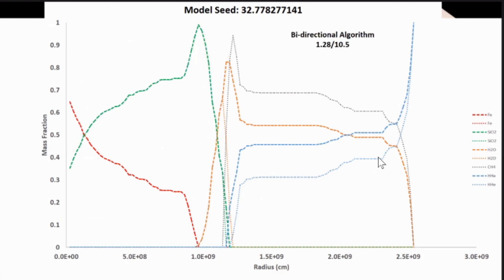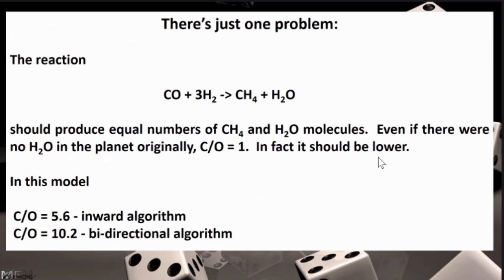Except, oh, okay, this is another example. Except that there's a problem. If I really believe this mechanism, then the number of carbon atoms and the number of oxygen atoms need to be equal, because the way I get water is just by breaking up CO. So each CO that breaks up will give me a water and a methane. And in this particular case, the C to O ratio is 5.6. So you've got to be careful. And with the bidirectional algorithms, even 10.2.